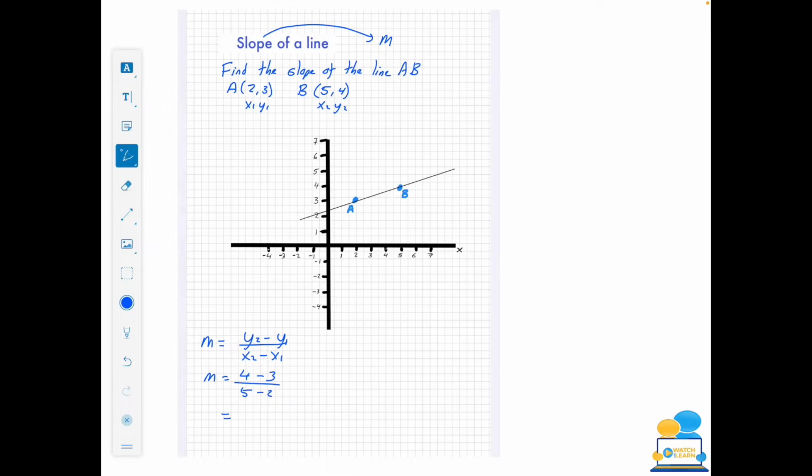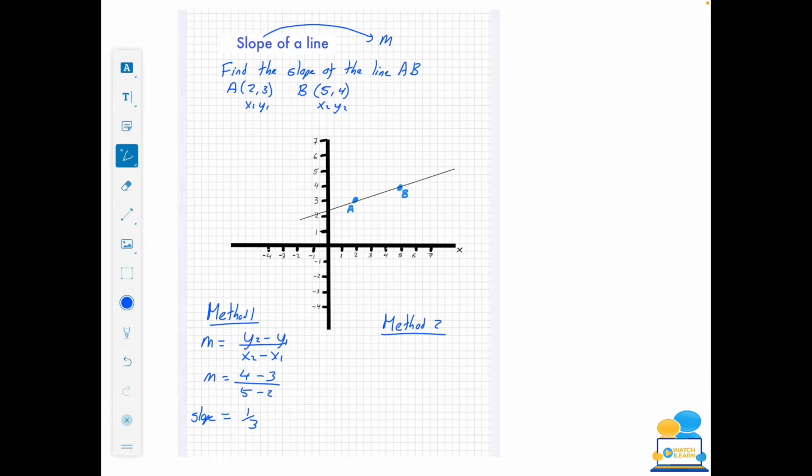Now, I'm just going to put all that into my calculator. So I'm going to press the fraction button first. I'm going to do 4 minus 3 all over 5 minus 2. So I get out 1 over 3. So slope is equal to 1/3. Now, that's method 1. Okay, method 2 then.